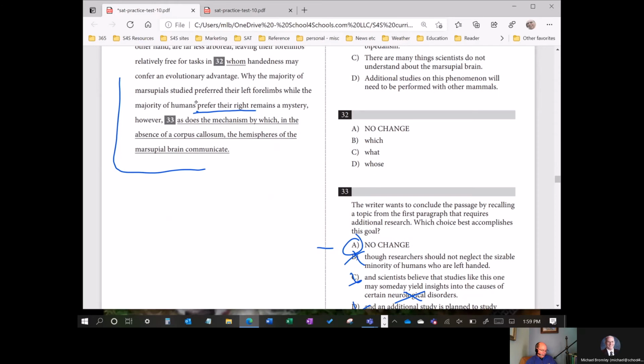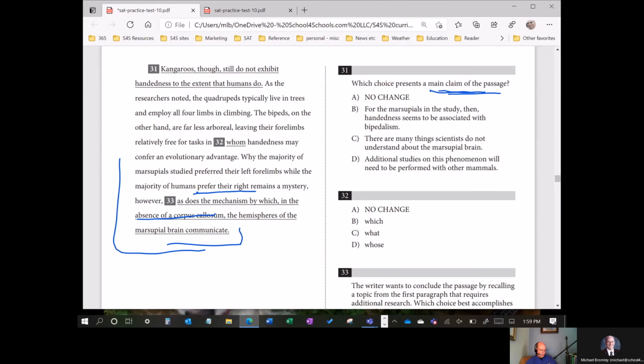Why the majority of marsupial study prefer their left forelimbs, while the majority of humans prefer the right, remains a mystery. However, as does the mechanism by which the hemispheres of the marsupial brain communicate. So they're trying to understand the way the hemispheres of the brain of marsupials communicate. So let's see if that informs us on 31.